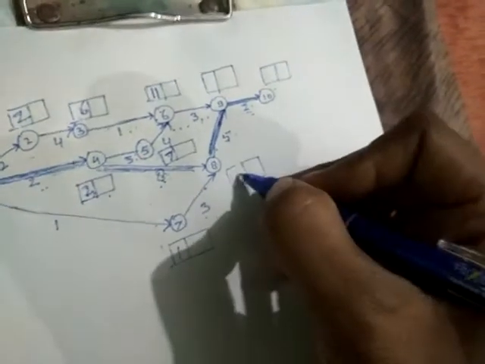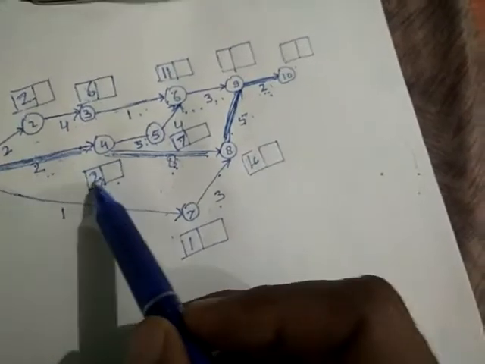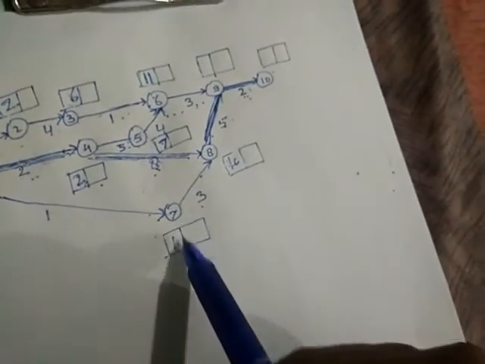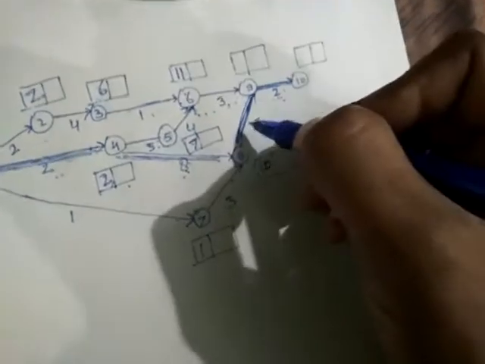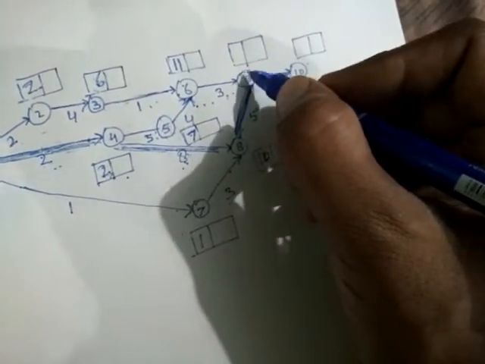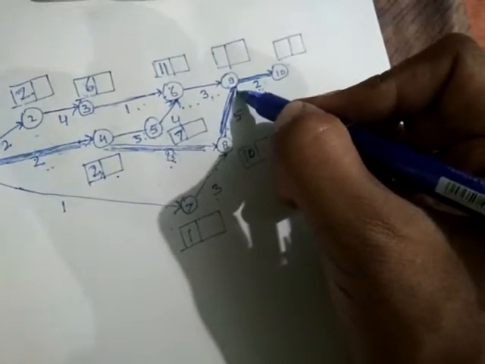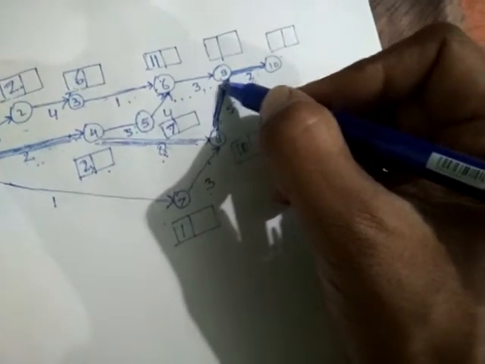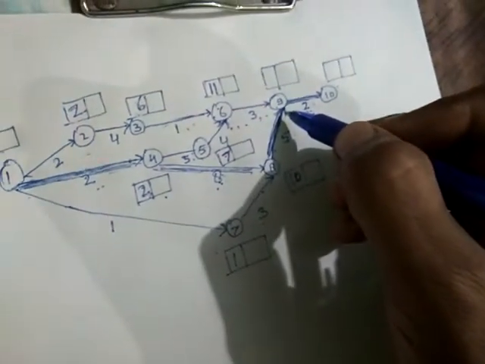Now for this box, this is 2 plus 8, 10. Again here there are two paths. From here 2 plus 8, 10, and from here 1 plus 3, 4. So we will take 10. Now again here it is a merge event. I told you, whenever you see a merge event, it means there are two arrows or two activities ending at one point. So at that point we will find two different earliest times to write.